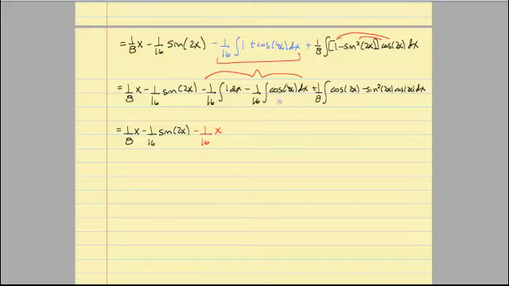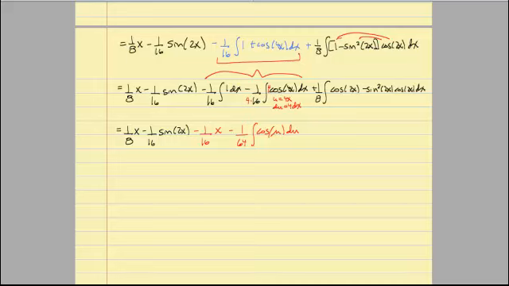Okay, now here will be a u substitution. U is 4x, du is 4 dx. So we multiply by a 4 on the inside, compensate with a 1/4 on the outside, and I have a minus 1/64 integral of the cosine of u du.